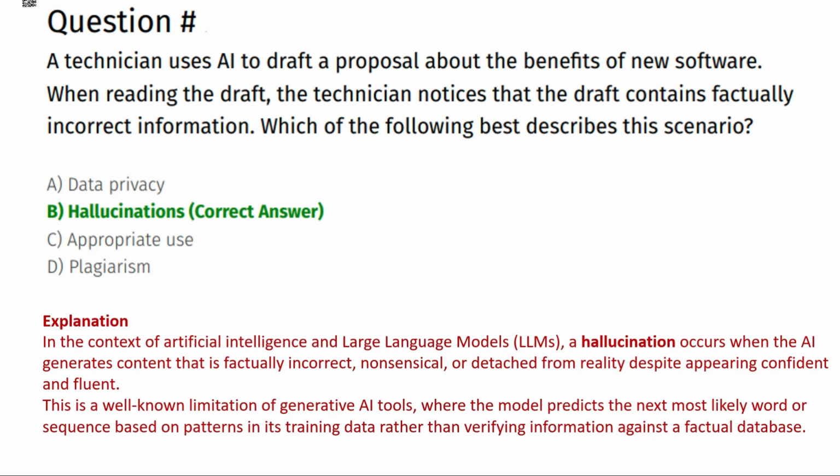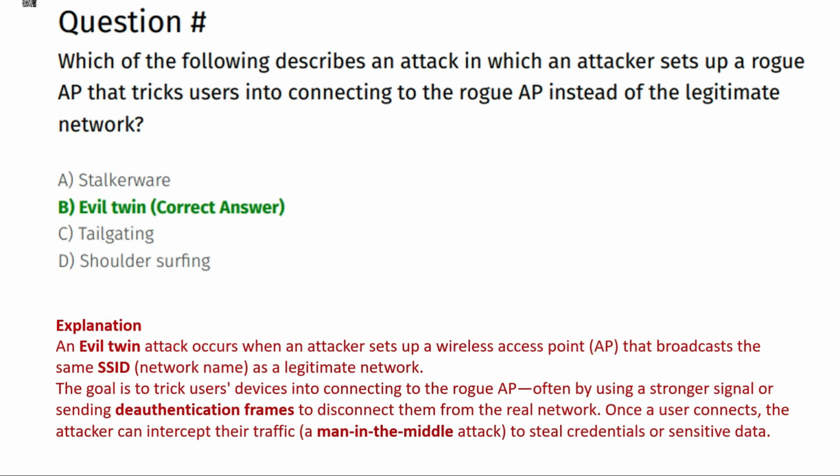In the context of artificial intelligence and large language models, LLMs, hallucination occurs when the AI generates content that is factually incorrect, nonsensical, or detached from reality despite appearing confident and fluent. This is a well-known limitation of generative AI tools, where the model predicts the next most likely word or sequence based on patterns in its training data rather than verifying information against a factual database. So that's why the correct answer for this question is hallucinations. So let's move to the next question.